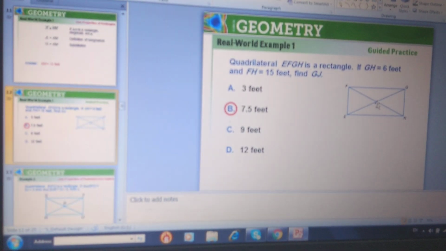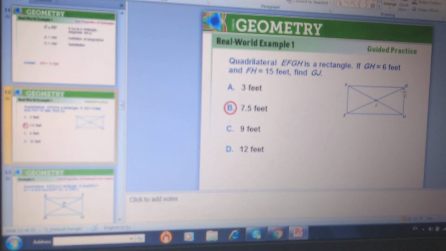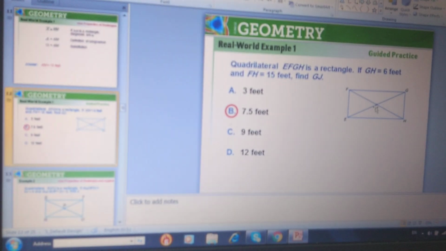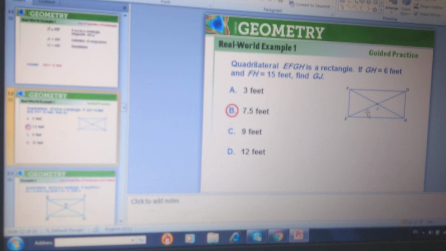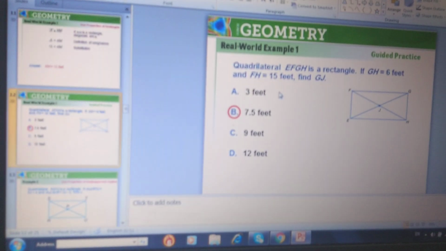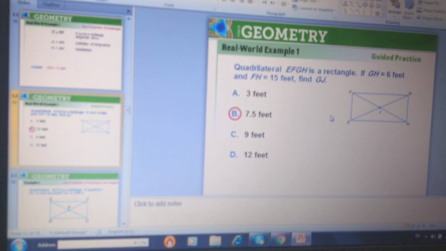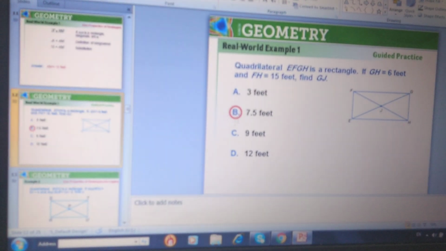GJ. Of course, here he did not ask me about the complete diagonal. He asked me about half of the diagonal, GJ. The complete diagonal is 15. Then half of the diagonal is 15 divided by 2, which means GJ equals 7.5.